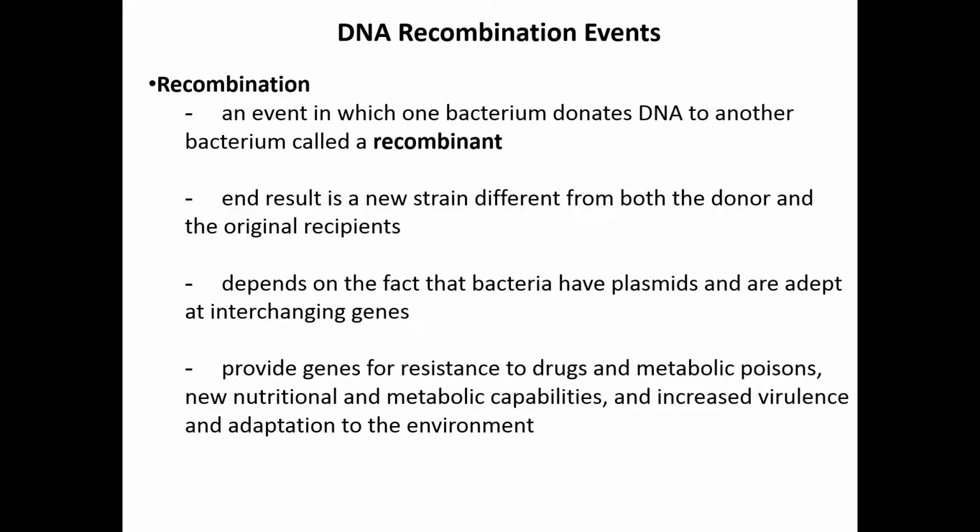So here you have recombination events. Bacterial cells can donate their genetic material to other bacterial cells. There are different means of transfer, but the end result is that you get bacterial cells that look completely different from the parent strain, because they have new sets of genes, new combinations.